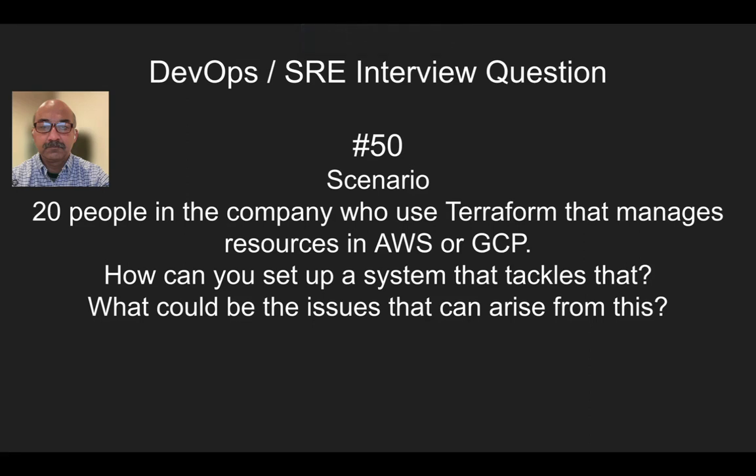So imagine you have a company with 20 people, 20 developers who are SREs who write Terraform code that manages resources that you have in AWS or GCP. How can you set up a system that facilitates this, that makes it work, right? That takes into account all these people, developers and SREs working on the same stuff, right? How can you do that? And what kind of issues can come from that?